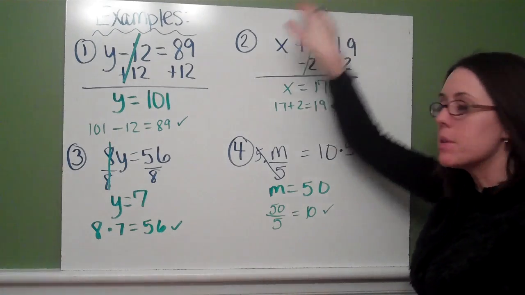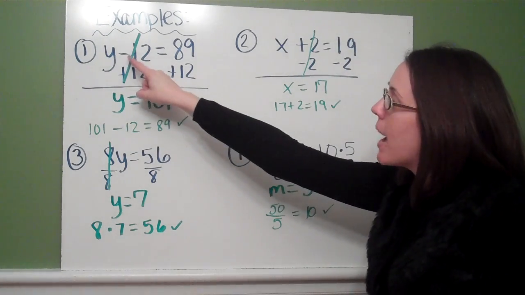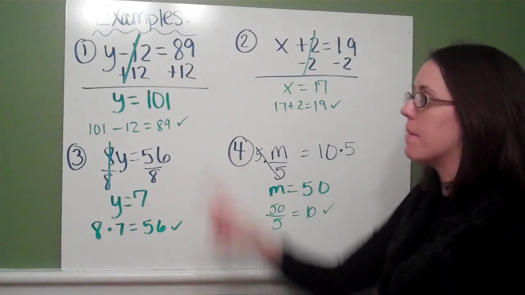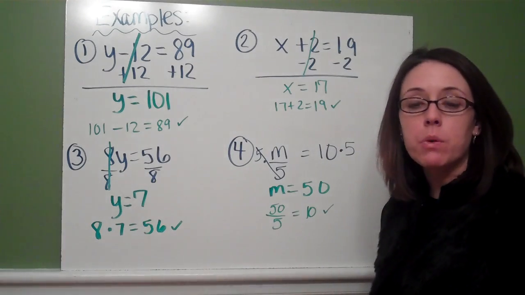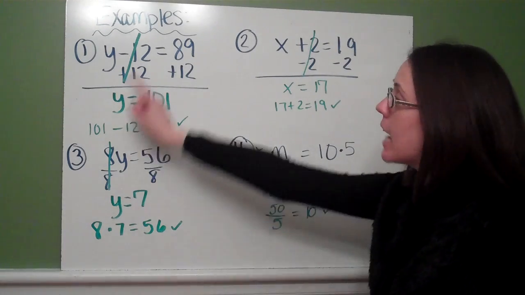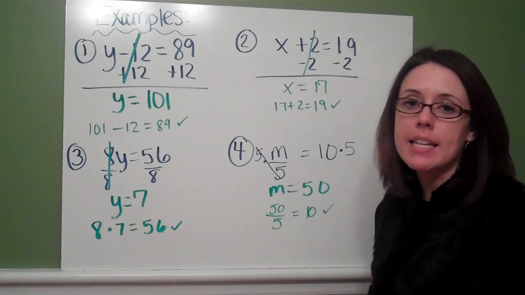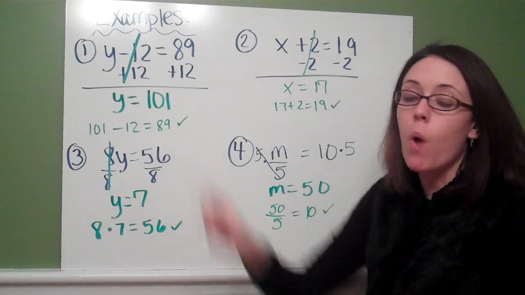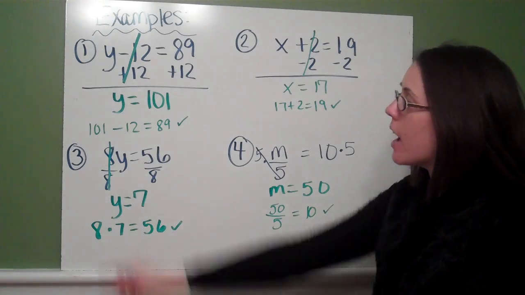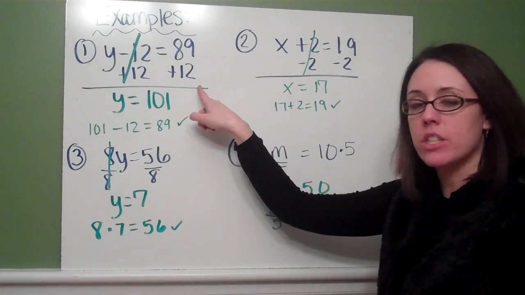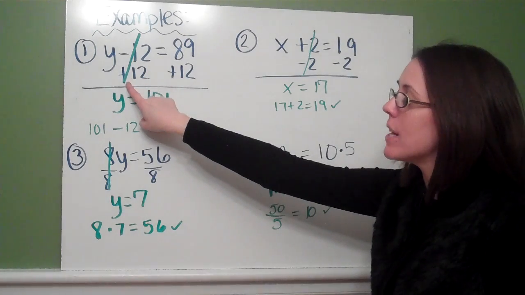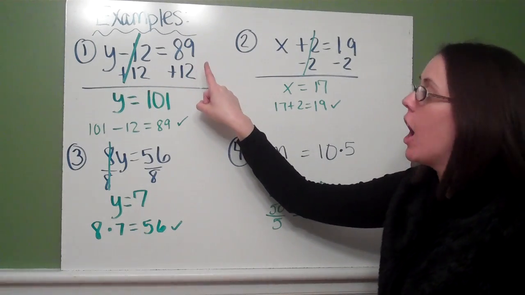Let's do a few examples. Example 1. Y minus 12 equals 89. We have y minus 12 equals 89. This is an equation because it has an equal sign. So we want to get the variable by itself. Our job is to get y by itself. To do that, we're going to add 12 to each side. Remember, if you do it to one side, you have to do it to the other side.